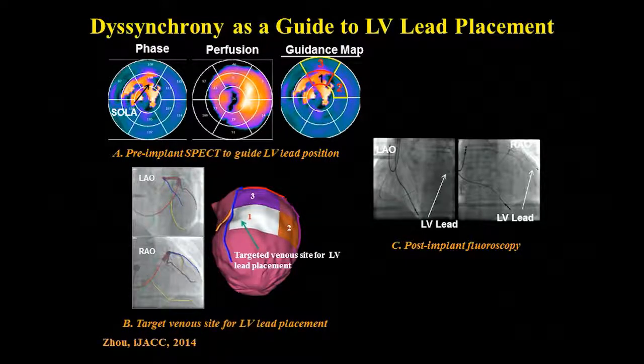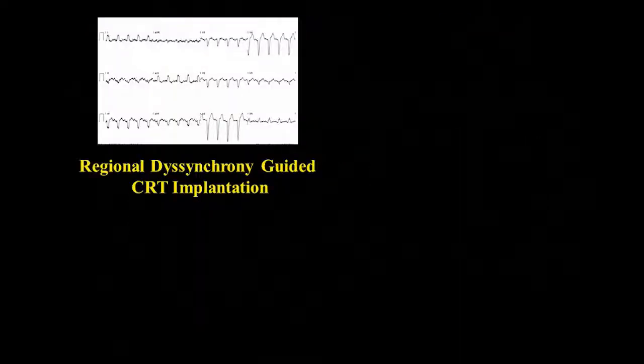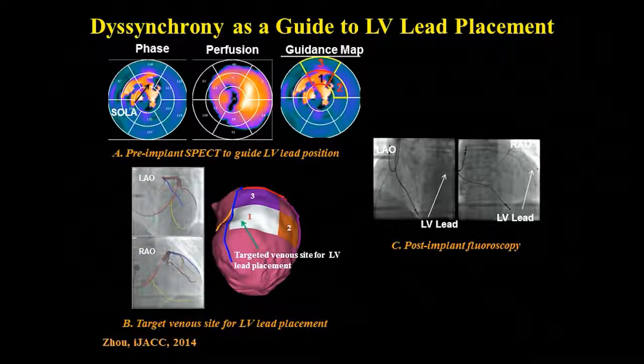With that information, you can tell your electrophysiology colleagues that, hey, look for a coronary sinus branch that goes towards the basal anterior wall or the mid anterior wall, and try to implant your LV lead in that segment. And in this patient, that's how this was done, resulting in improvement in patient symptoms and reduction in the QRS width.